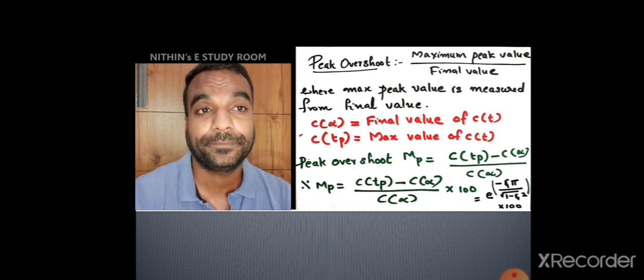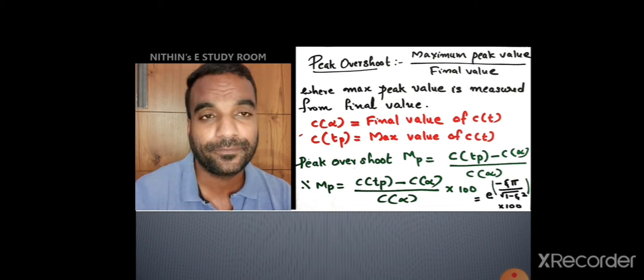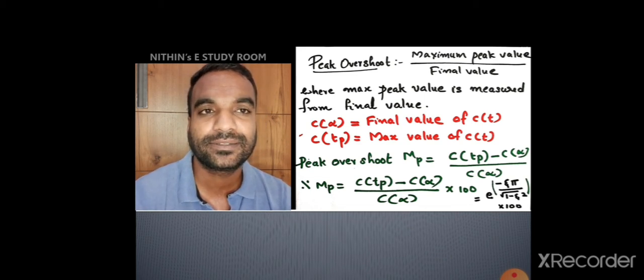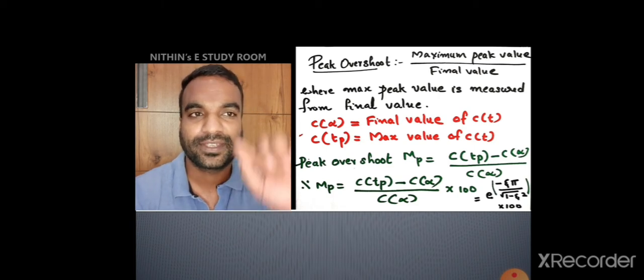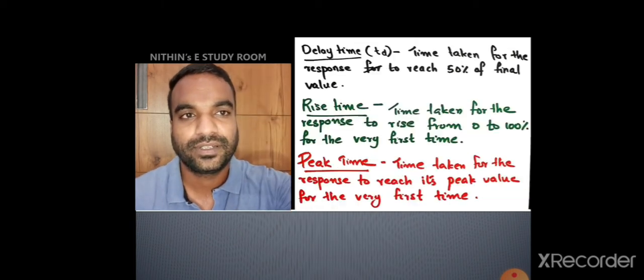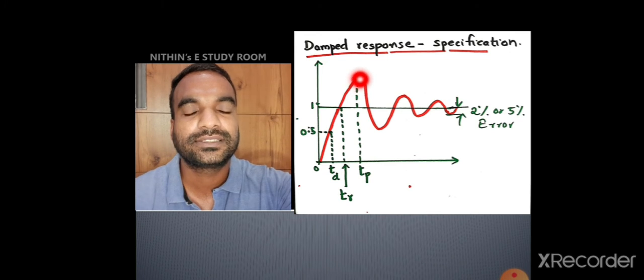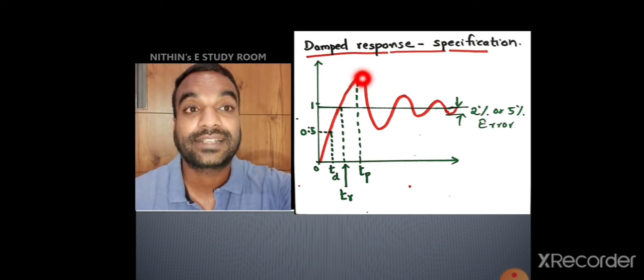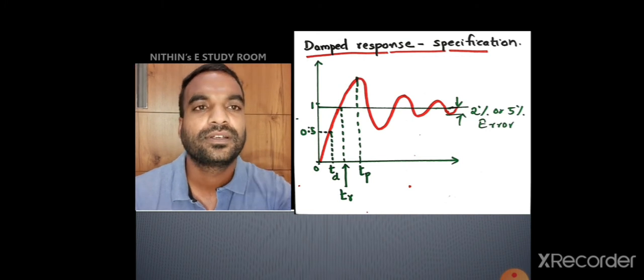And C of TP. C of TP means the response when time is TP, which is the peak time. When time is peak time, the response will be the maximum value. Here you can see that when time is TP, the response is the maximum value of output, maximum response.